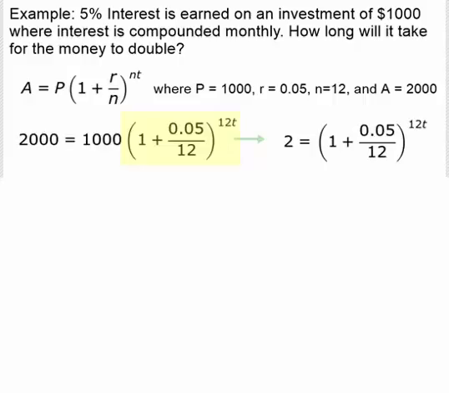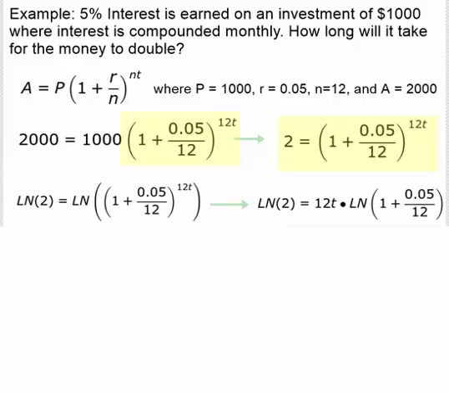So now we want to get that quantity by itself. We do so by dividing both sides by 1,000. This gives us 2 equals the quantity (1 plus 0.05 over 12) raised to the 12t. Now we want to solve this equation, and the way we do that is to log both sides so 12t is no longer an exponent. We can use any base we want. I'm going to use the natural log. I take ln of 2 equals ln of that quantity.